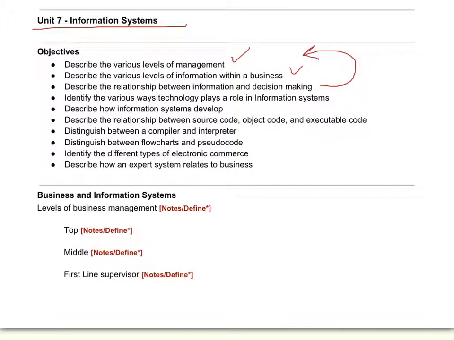What information does management need in order to make decisions? It'd be no different than you going on to Amazon, looking up how much something costs, and then checking eBay and checking other locations. You're taking information, you're the level of management, and you're trying to make a decision.